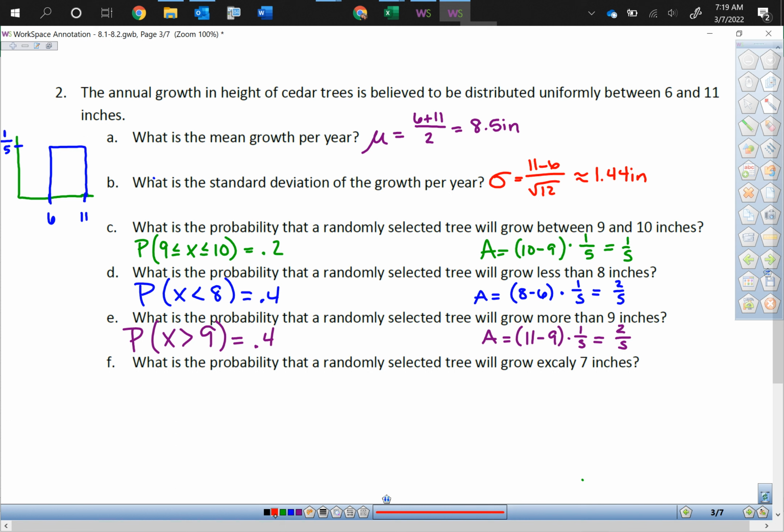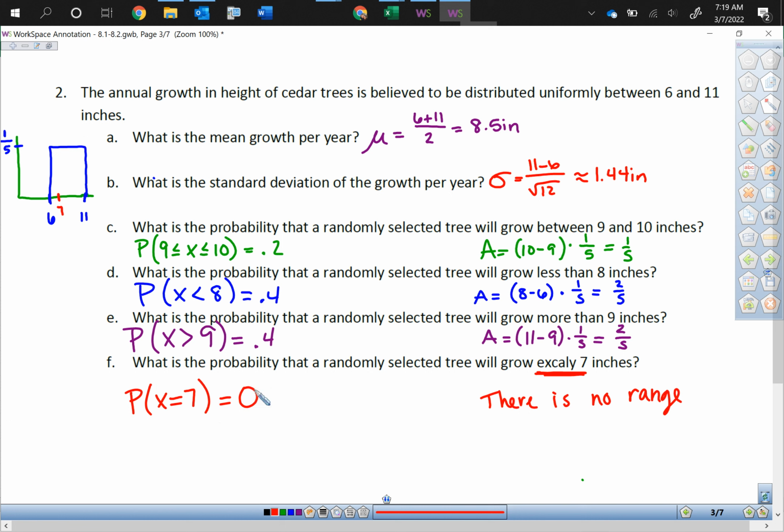And letter F, what is the probability that a randomly selected tree will grow exactly 7 inches? Exactly 7 inches. So exactly 7 would be right here. Now remember, to find this probability, we have to find length times width. So if I'm doing exactly 7, there is no width. There is no range. And if there is no range, we would literally be taking nothing times the height. Well, nothing times the height, the probability that it's going to be exactly 7 is going to be 0.